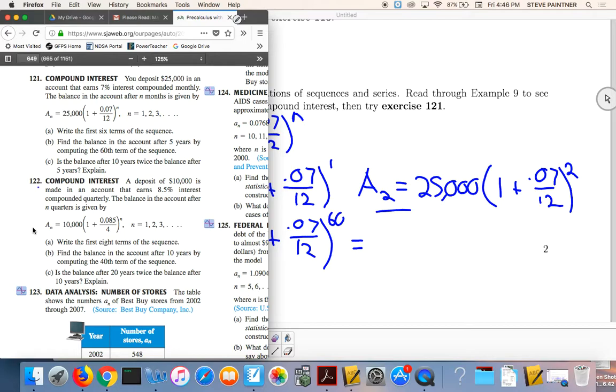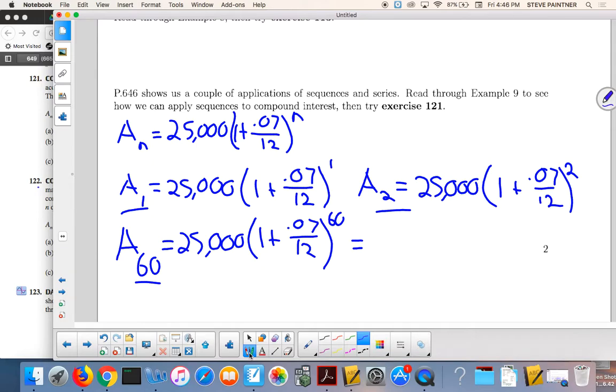Okay, so C says, is the balance after 10 years twice the balance after 5 years? And then it wants us to explain. If we want to figure out if the balance after 10 years is twice as much as the balance after 5 years, we need to actually figure out what the balance after 10 years is. If you're good with your mental math, you know that 10 years is 120 months. So we just figure out what a sub 120 is in our sequence.